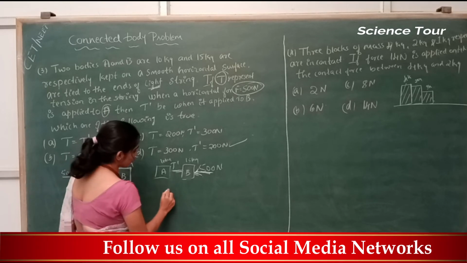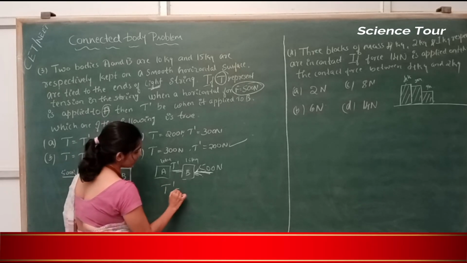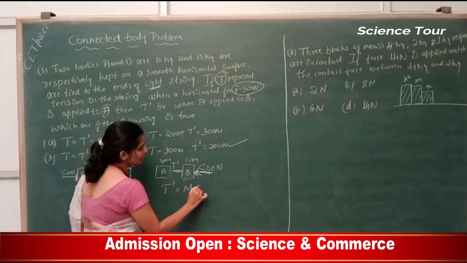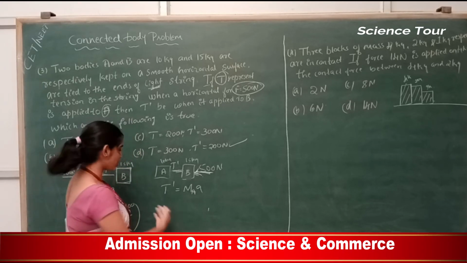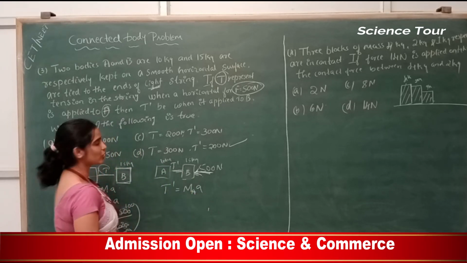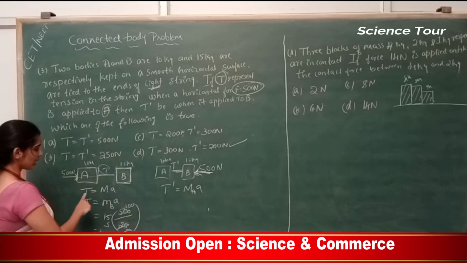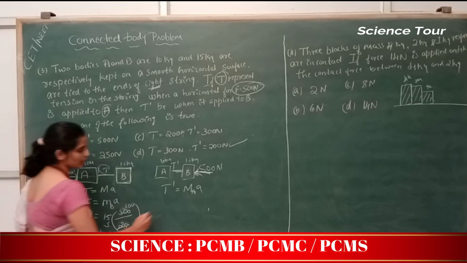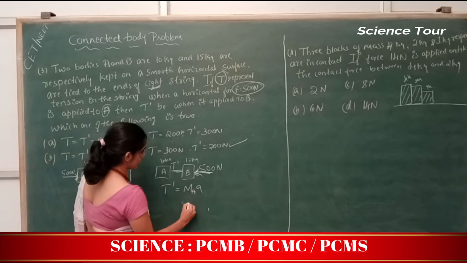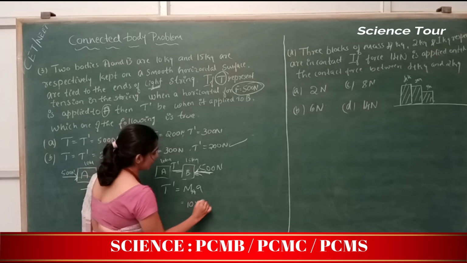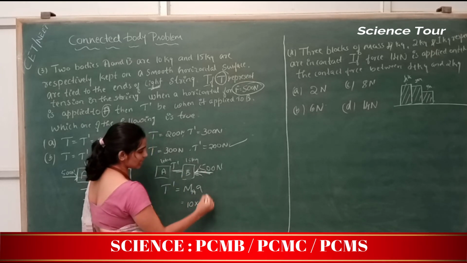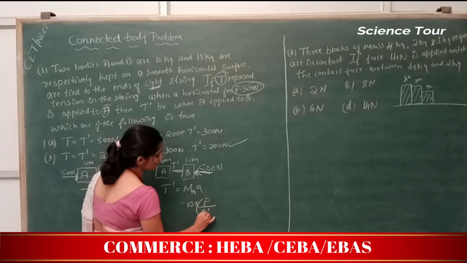Correct? So tension T dash is equal to mass of A into acceleration. Tension is mass times acceleration, because tension is force. F is equal to m into a. So here mass of A is 10 kg, into acceleration. What is the acceleration? Force divided by total mass.